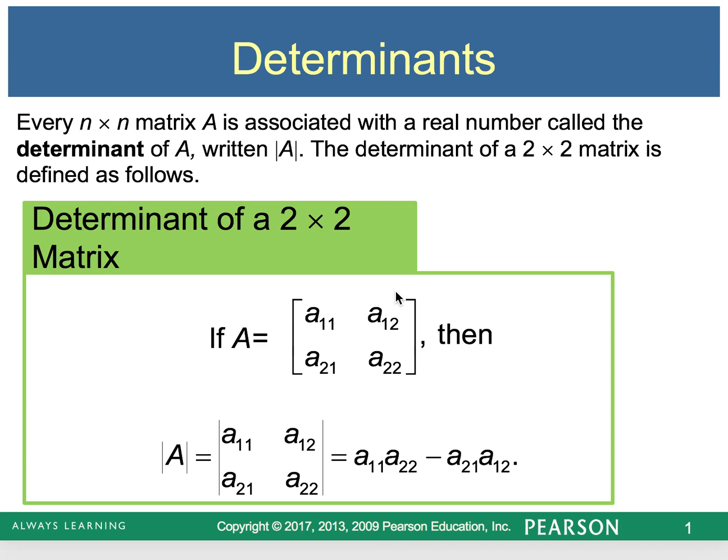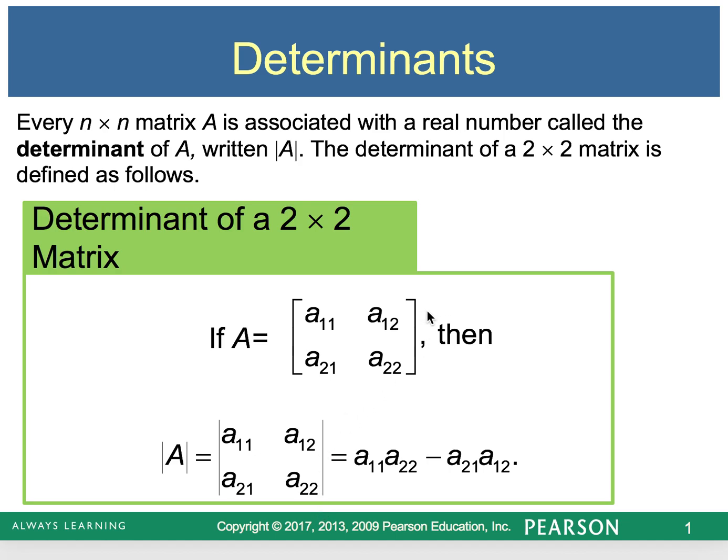Okay, we've discussed matrices, so now we're going to talk about a particular number associated with each matrix, and that's called the determinant. Every square matrix, so it's got to be an n by n, is associated with a real number called the determinant of that matrix. It's written with vertical bars, which look like absolute value bars. Matrices are written with brackets. When we're talking about determinants, we just use vertical bars.